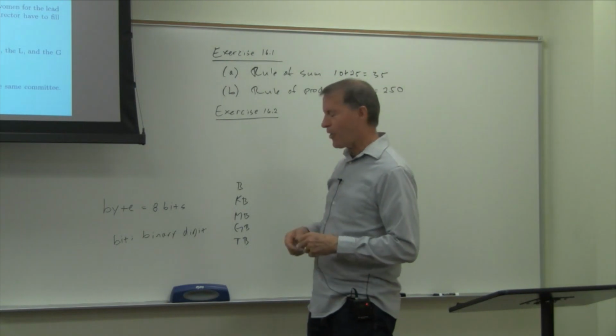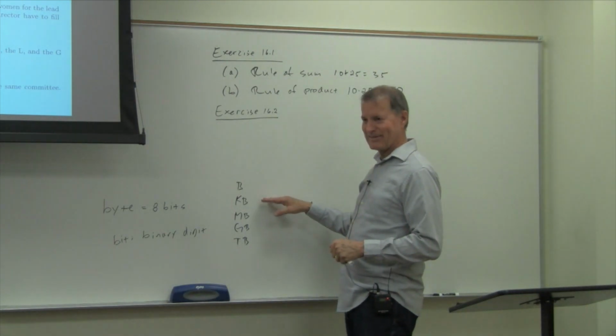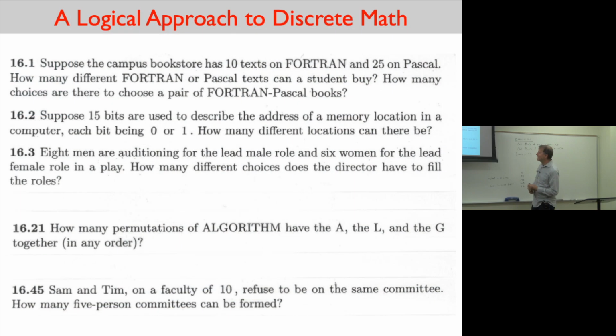It's actually approximately 10 to the 3 and 10 to the 9. But that's a discussion for another day. All right, so now, suppose 15 bits are used to describe the address of a memory location in a computer, each bit being 0 or 1. Oh, so he defines what the bit is there. How many different locations can there be?